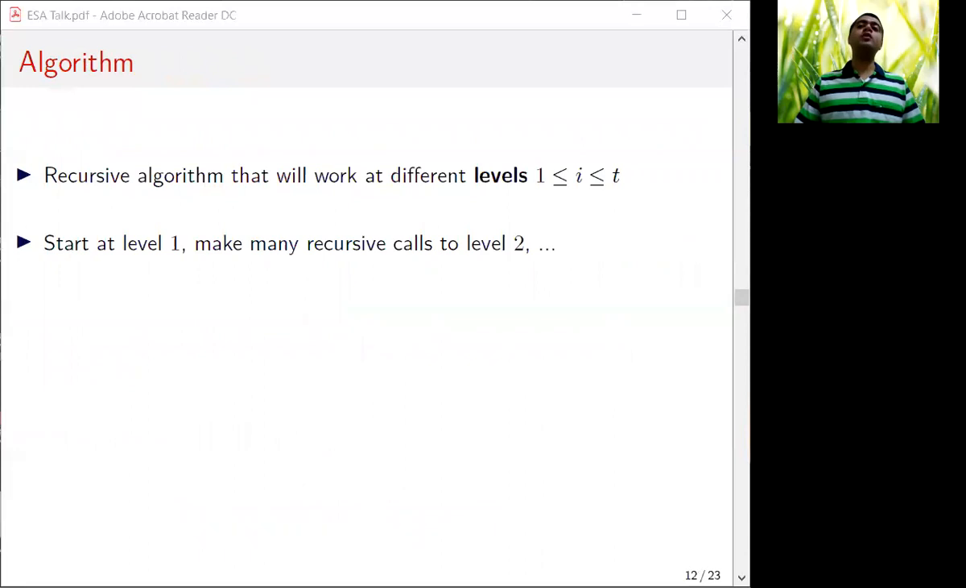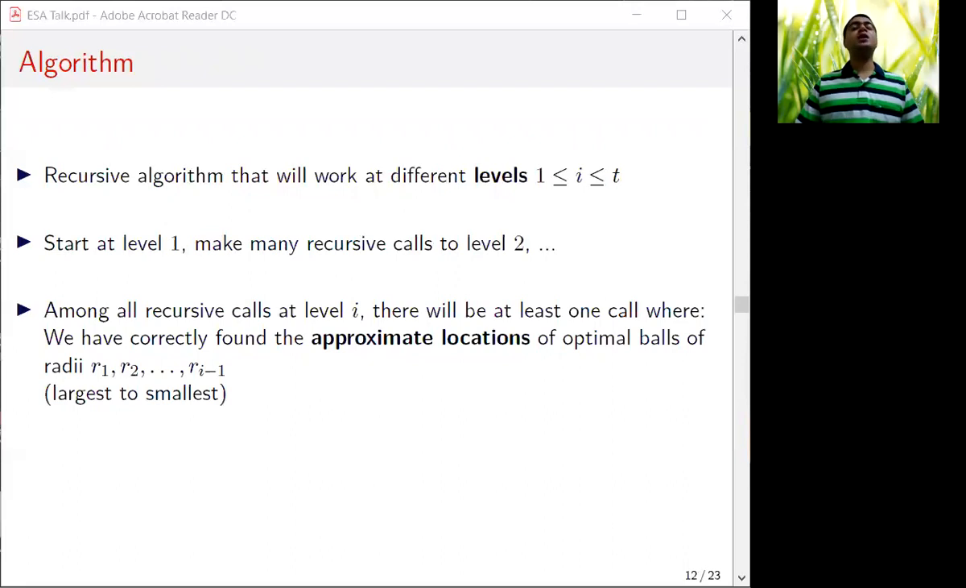So now that we know how many balls to use at every level, our algorithm is going to be recursive, and it works at levels 1 through t. So remember, t is the number of radius classes in the optimal. So it will start at level 1, it will do some work, then make a bunch of recursive calls to the algorithm at level 2, and so on. So when the algorithm is at level i, it has already chosen balls at levels 1 through i minus 1. And these balls have radii R1 through R(i-1). And remember, these radii are larger than Ri, which is what we'll be dealing with at this level.